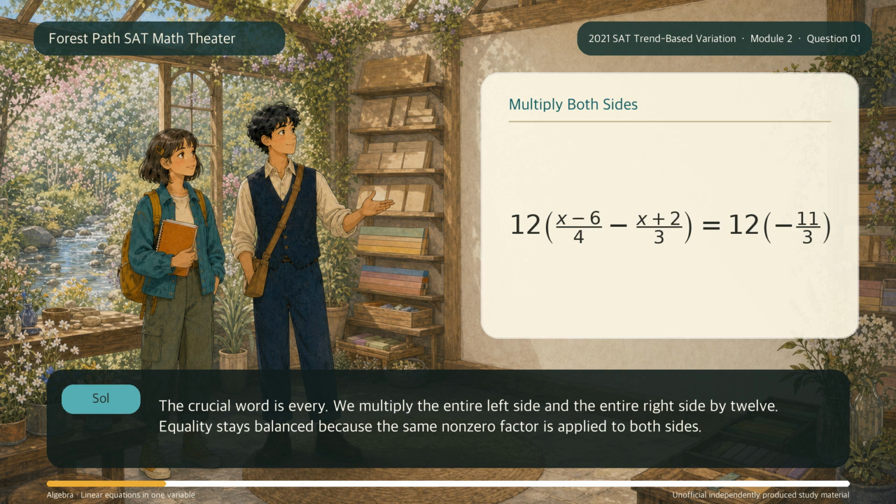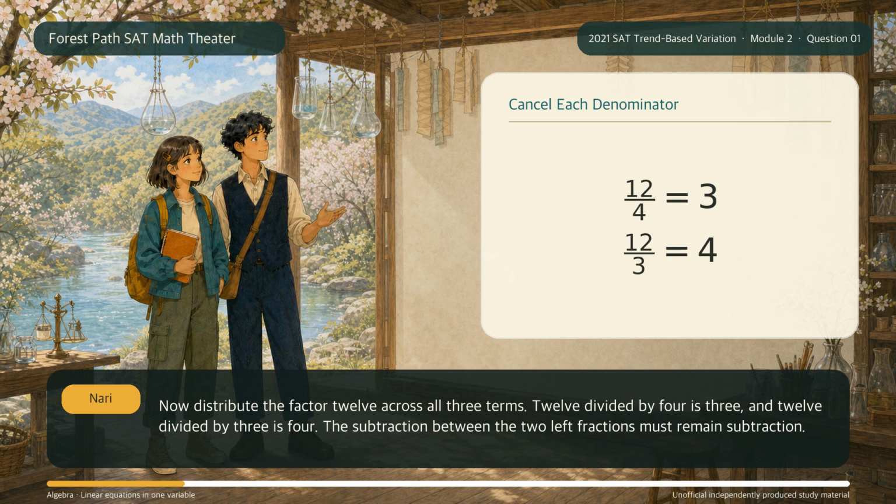The crucial word is every. We multiply the entire left side and the entire right side by 12. Equality stays balanced because the same non-zero factor is applied to both sides. Now distribute the factor 12 across all 3 terms. 12 divided by 4 is 3, and 12 divided by 3 is 4. The subtraction between the 2 left fractions must remain subtraction.